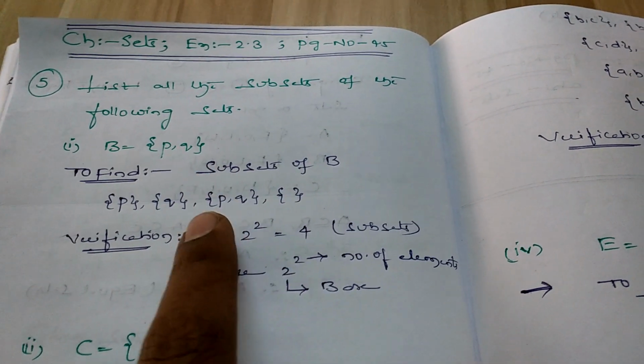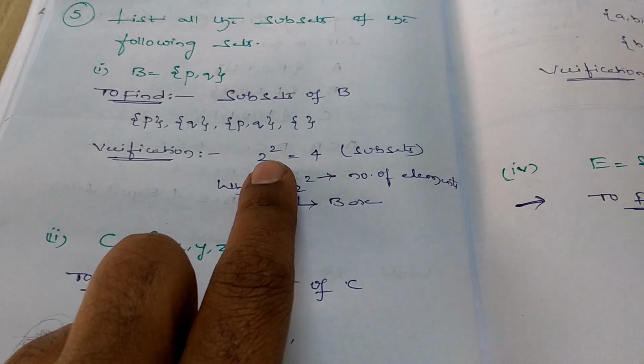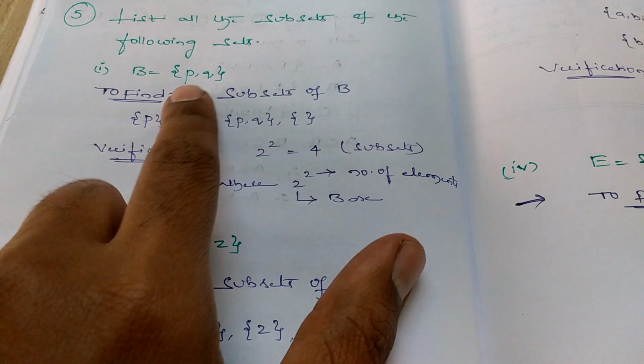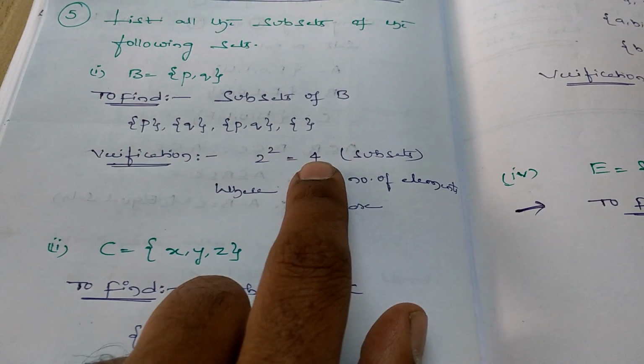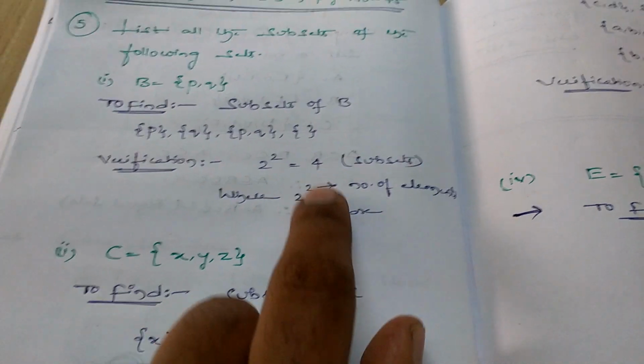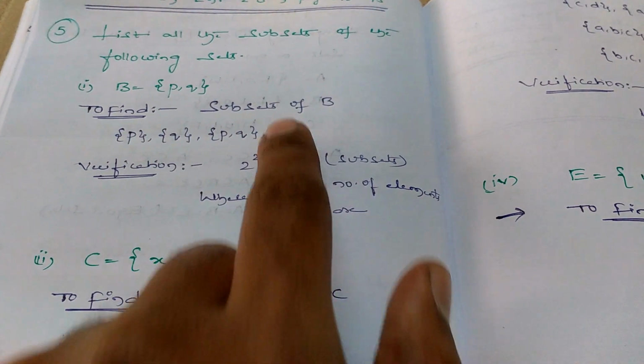For verification purpose, this is a formula, guys. The base is 2 and this power indicates the number of elements given in the question. So we get 2 squared, 2 into 2, which is nothing but 4. So you have to get 4 subsets. So this is a verification.